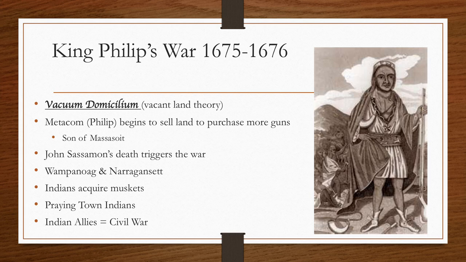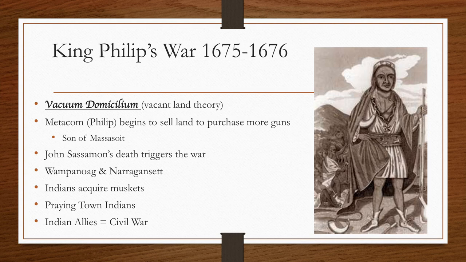Now, some Indians are starting to get upset about this, and one of them is Metacom. Metacom is the son of another Indian called Massasoit. You may not recognize that name yet, but we'll talk about him in class. Massasoit is the Indian that had the first Thanksgiving with the Pilgrims, something a lot of you have been hearing about since elementary school, right? The first Thanksgiving and all that stuff. Well, that was Massasoit back in 1621, 1622. Here we are now in 1675, and here's Metacom, the son of Massasoit.